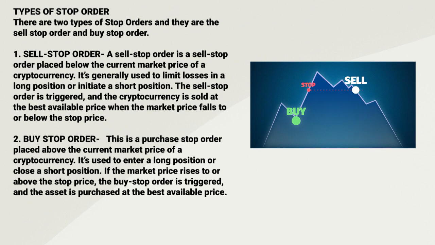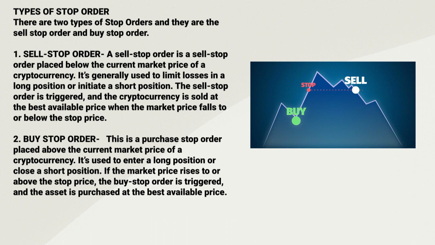Types of stop order. There are two types of stop orders, and they are the sell stop order and the buy stop order. 1. Sell stop order. The sell stop order is a sell stop placed below the current market price of a cryptocurrency. It's generally used to limit losses in a long position or initiate a short position. The sell stop order is triggered and the cryptocurrency is sold at the best available price when the market price falls to or below the stop price.